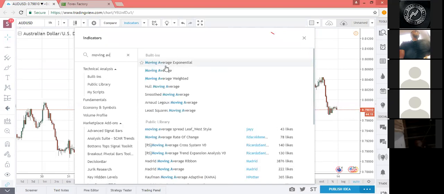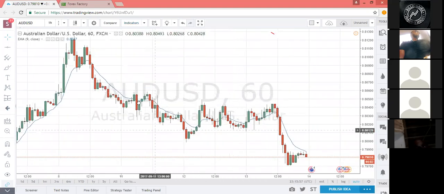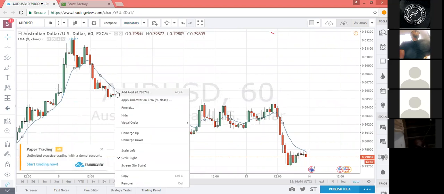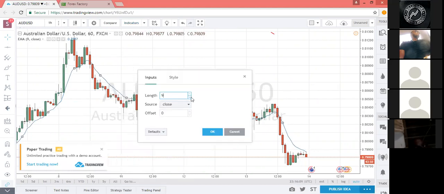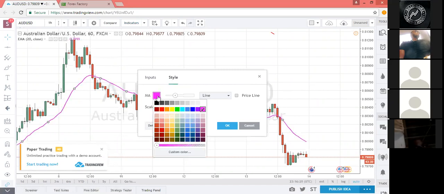and the first option, which is the exponential moving average, right? Moving average exponential, you just select that one, and automatically you would see this line added. So I'll just make some edits there to make it more pronounced. Just click on it, you see all these dots show up. You right click on it, go to format. You're going to change the period to 20. Just going to increase the style and make it a little more pronounced.